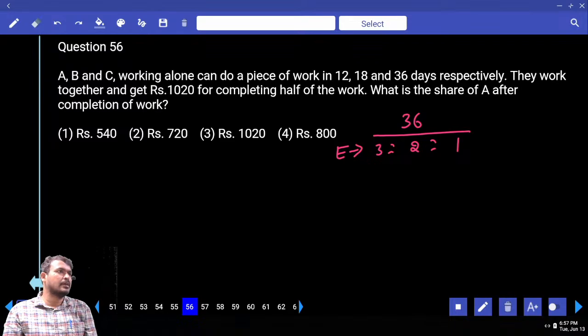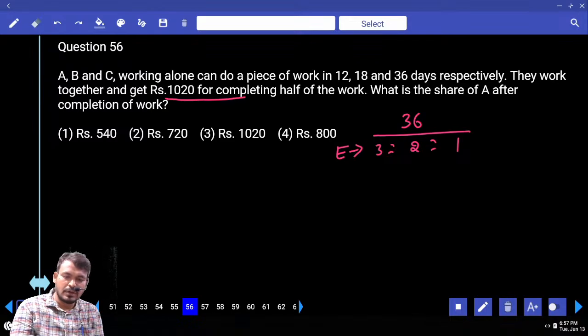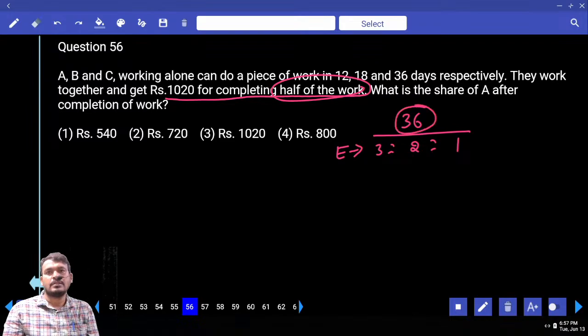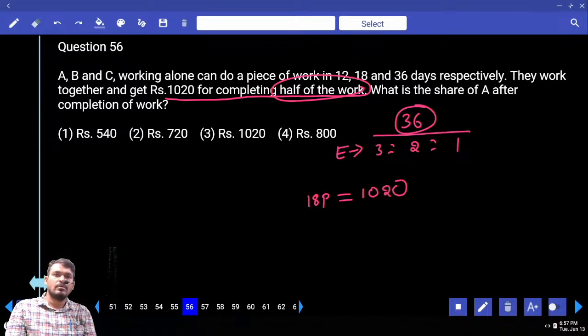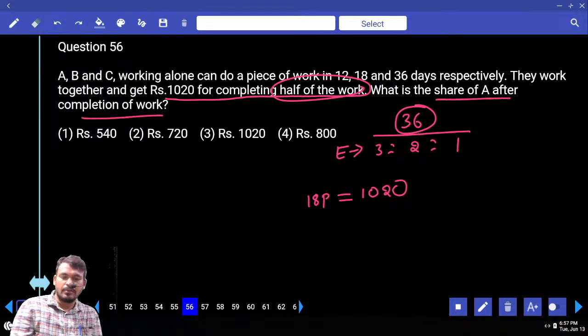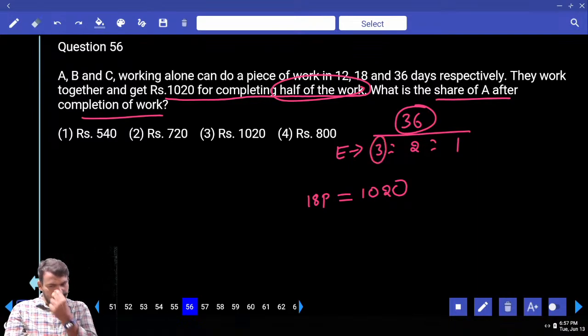Is that the efficiency ratio or the time ratio? Efficiency ratio. Wages or salaries are distributed based on their efficiency, and they get 1020 for completing half the work. Half work or total work? Half work. What is the total work? 36 parts. Half of the 36 parts is 18 parts. For 18 parts you get how many rupees? 1020. What is the question here? What is the share of A for completion of work? A has completed how many parts? 3 parts.